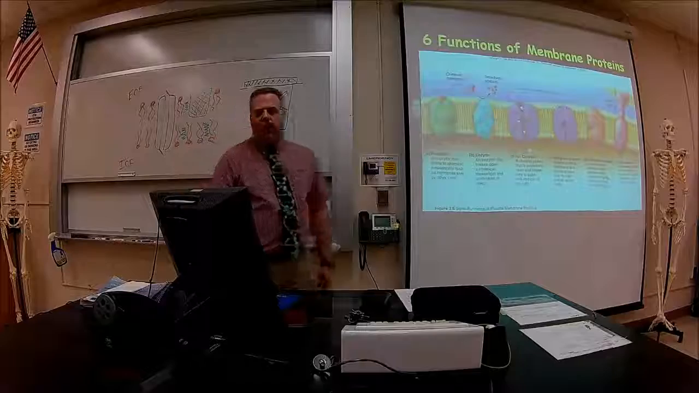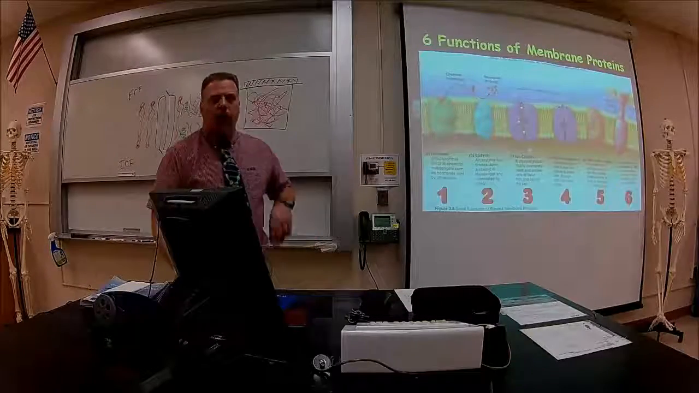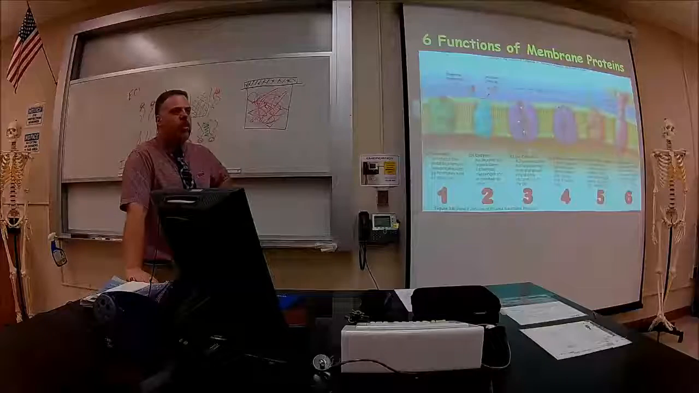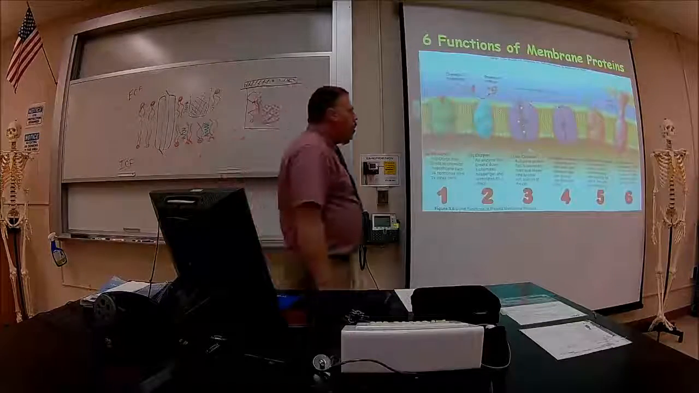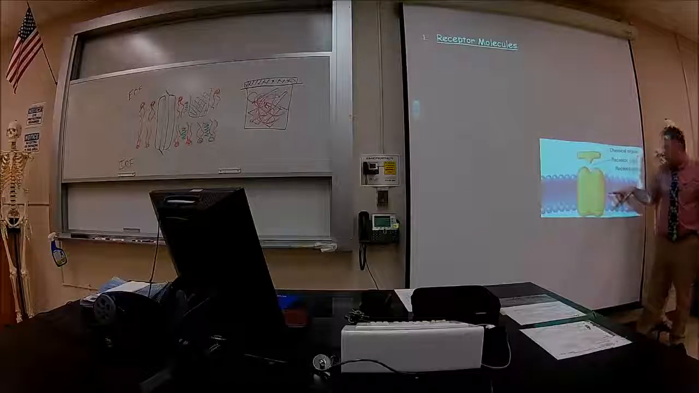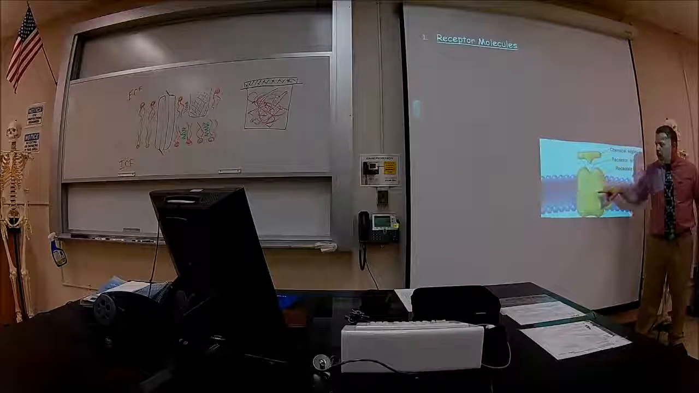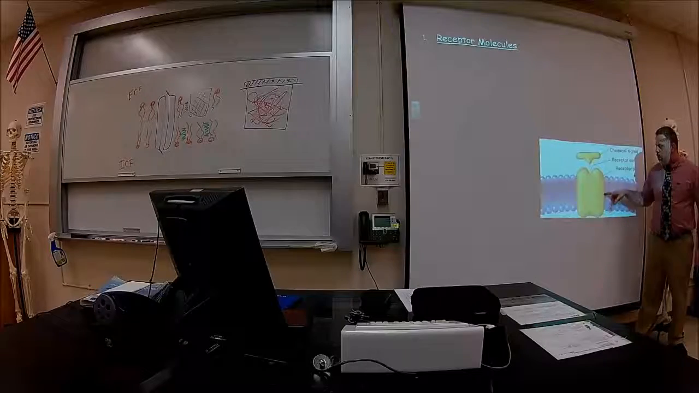So we have six functions. Let's talk about these proteins. There's six general functions of the proteins that are found in the membranes. Okay? They can act as receptors. There's our lollipops with the two sticks, right? You see it now? Here's our protein.